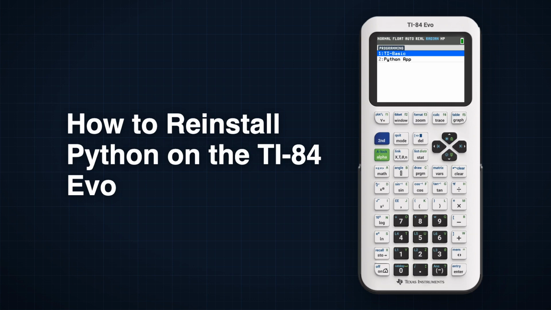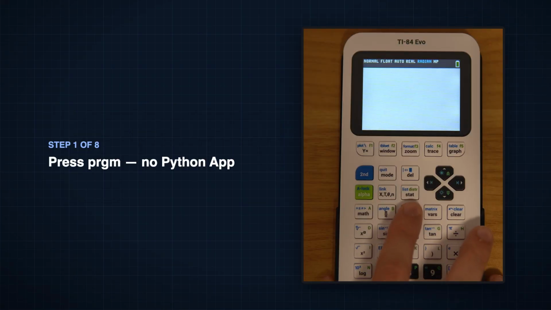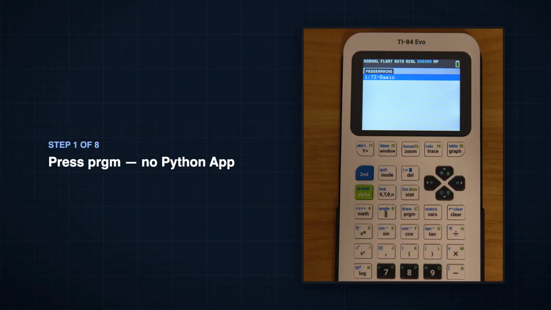Here's how to get Python back on your TI-84 Evo. It takes about 2 minutes. Press the Program key. If all you see is TI Basic, the Python app is gone. This usually happens after a full memory reset.